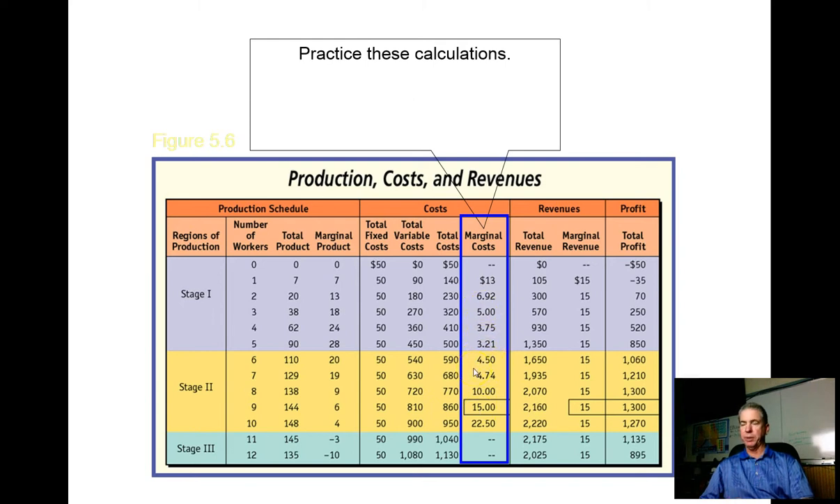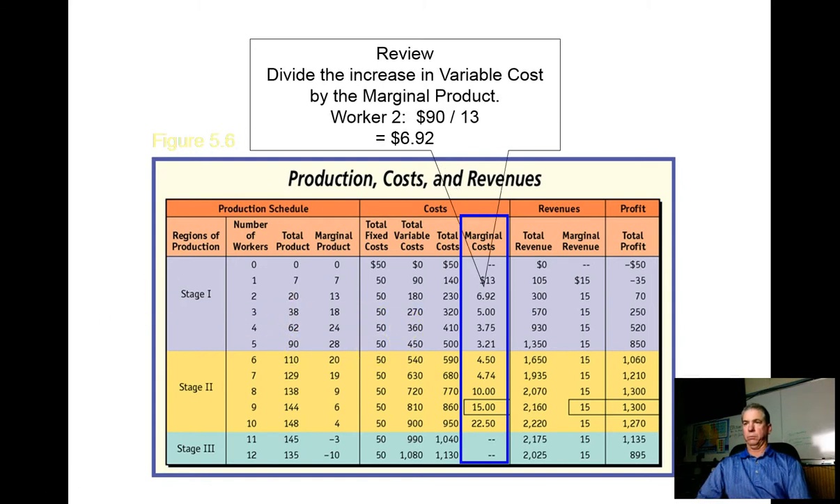Because some of you will be tempted, it happens all the time, that you'll want to take, for example, at 5 workers, the total variable cost of $450 and divide it by 28. That is not what you want to do. It's the increase in variable cost, which in this case would be $90 divided by 28. And so here's one more example for you to look at before we close out this video for that $6.92. Divide the increase in variable cost by the marginal product. So in this case, $90 divided by 13 equals that $6.92.